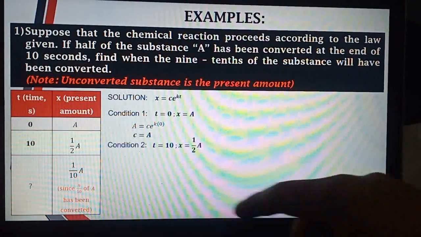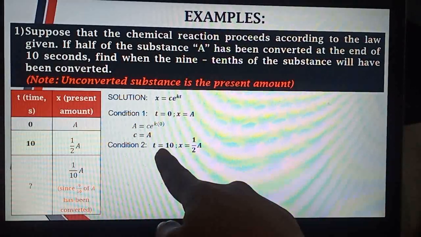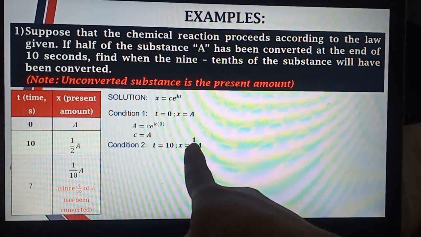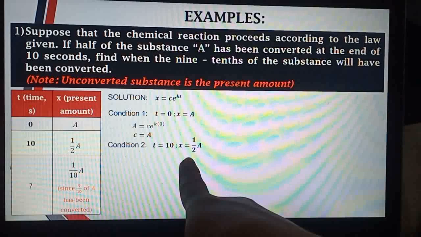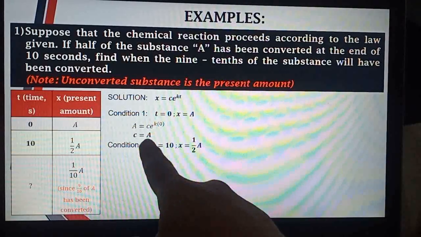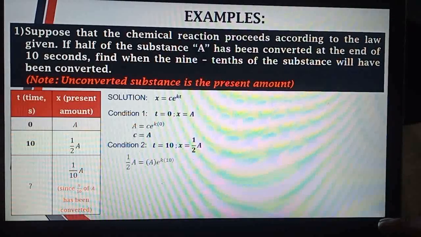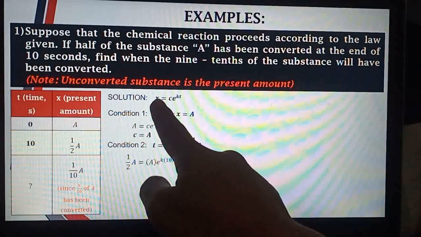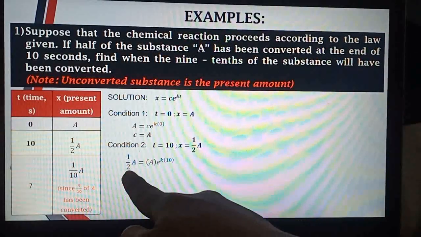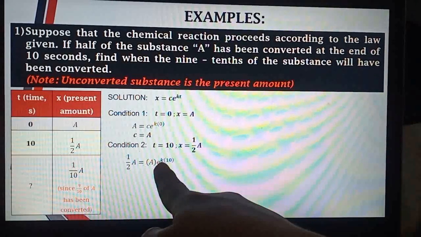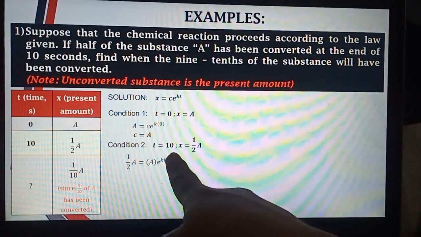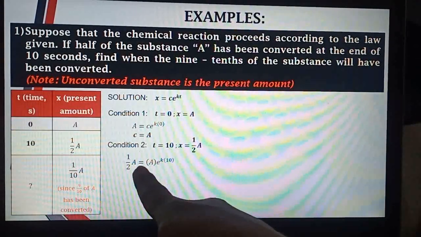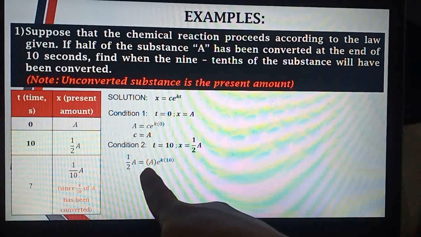So punta tayo sa second condition wherein the time is 10 seconds. Then the value of x is 1/2 ni a. So ngayon gagamitin natin yung value ni c dun sa second condition. So our c there is a. Then you have to substitute the value of x, which is 1/2 of a. Then si e raised to k, which is the time, is 10. So all you have to do is to simplify the equation to find the value of k. Since may a ka dito at may a ka din dito, makakancel natin si a.